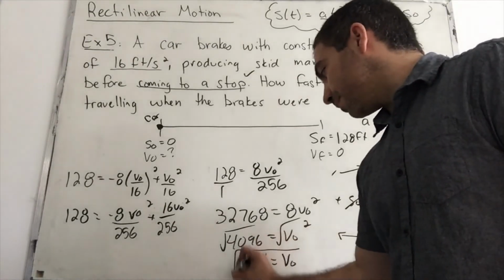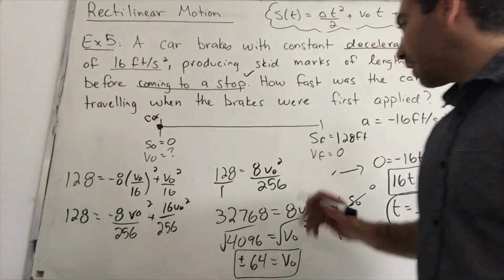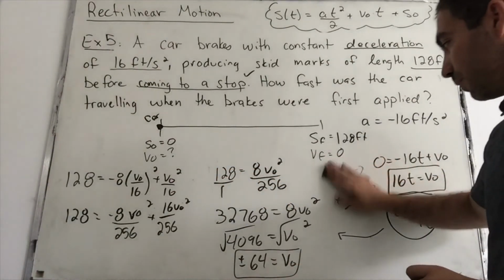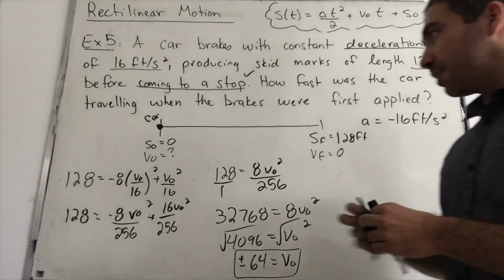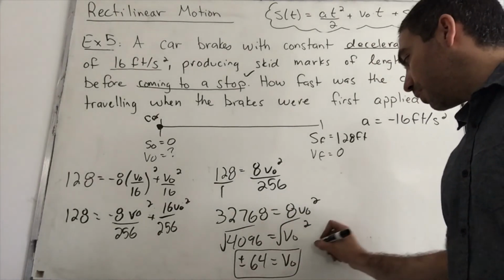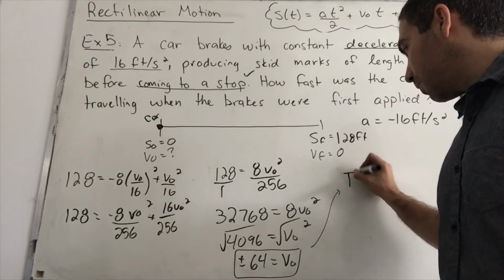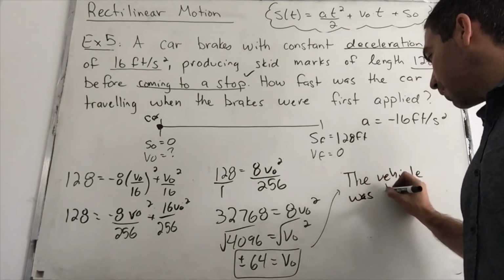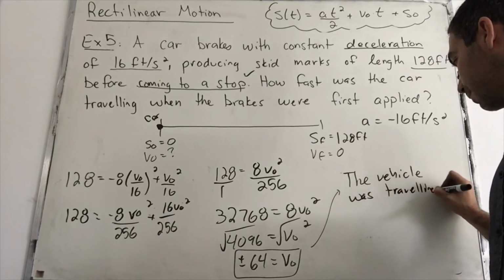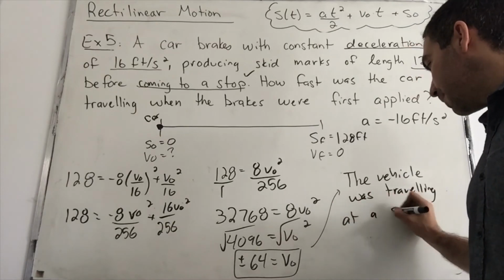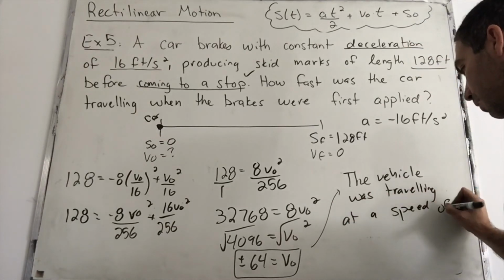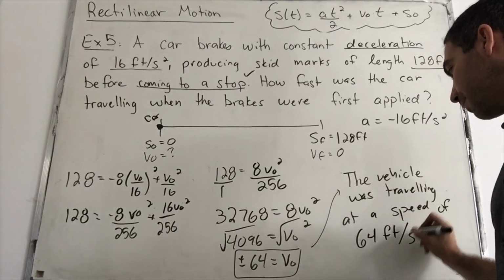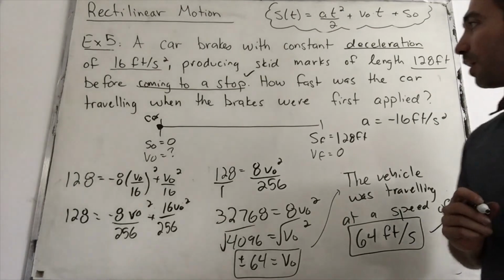So we have determined that the initial velocity of the vehicle, the v initial, is 64 feet per second. So the vehicle was traveling at a speed of 64 feet per second. Okay, and that's the answer.